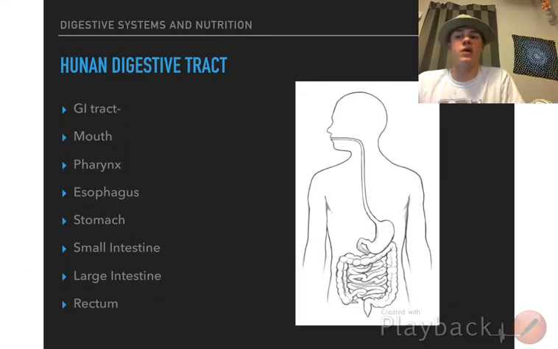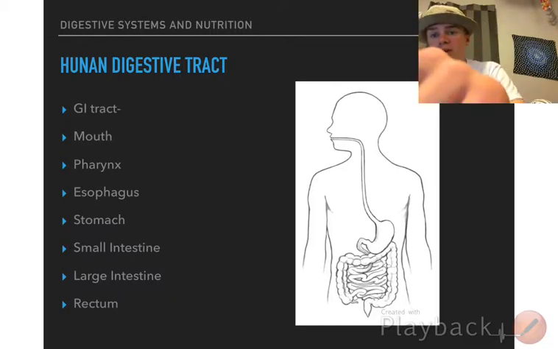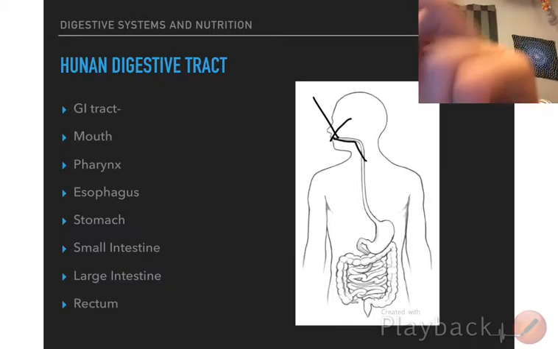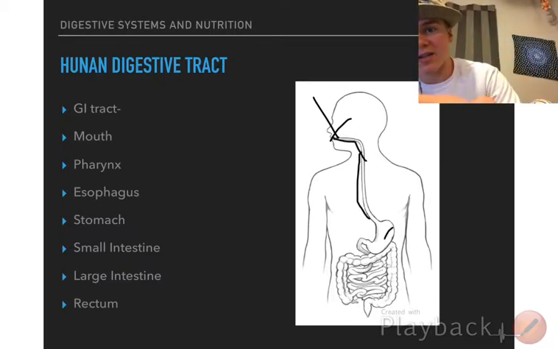The human digestive tract, aka the GI tract, consists of the mouth right here that starts down the pharynx, into the esophagus, into your stomach, then into the small intestine, large intestine, and then out the rectum.